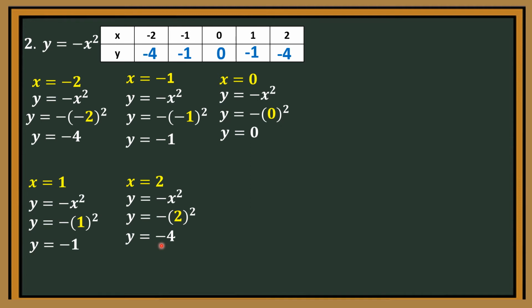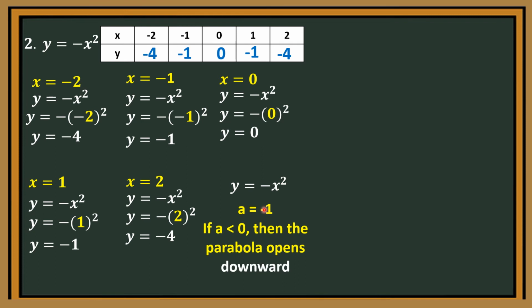Gagawin natin, i-graph. Pero bago tayo mag-graph, let us consider yung original equation, y is equal to negative x squared. So, kukuhanin natin ang value ng a para malaman natin kung ano ang opening ng graph. Upward ba o downward? So, sa y is equal to negative x squared, what is the value of a? Negative 1. Kasi negative x squared. So, yung negative 1 is less than 0. If a is less than 0, then the parabola opens downward.